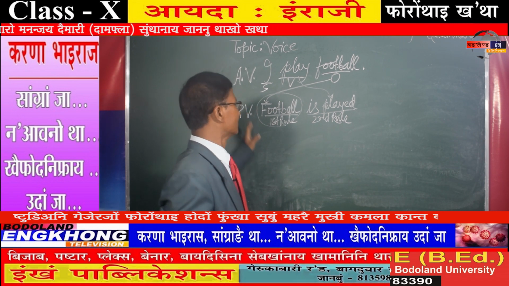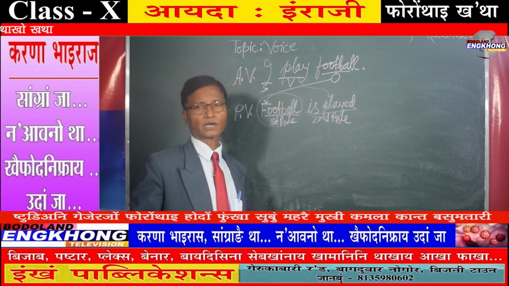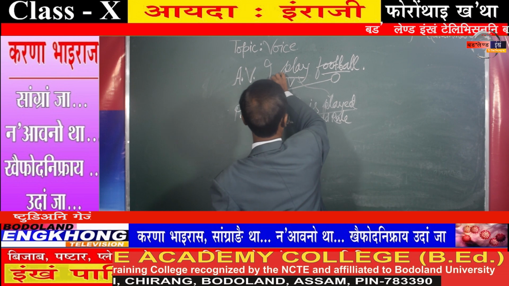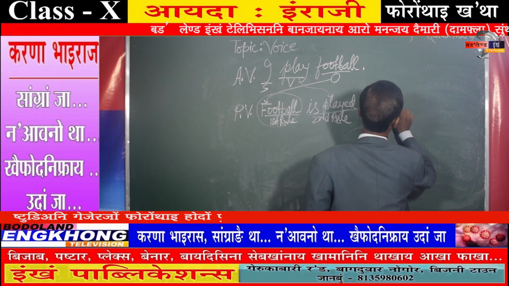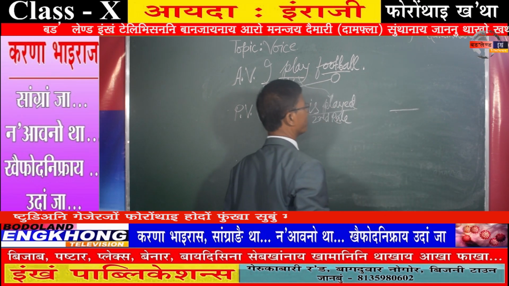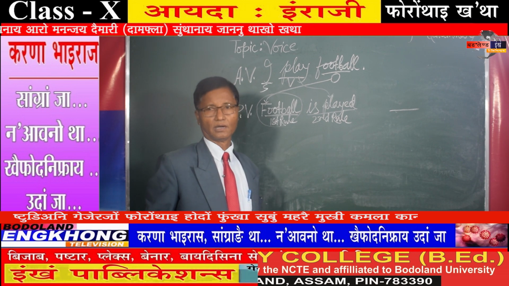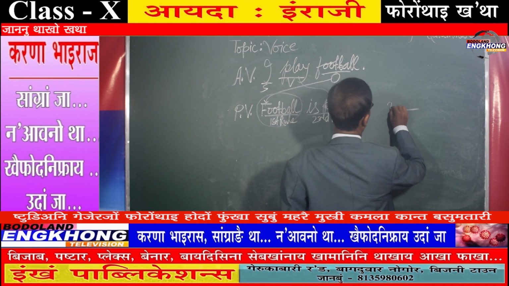What? Subject of active voice turns to object in passive voice. Subject of active voice is placed at the place of object in passive voice. So I is subject form. Its object form is me.